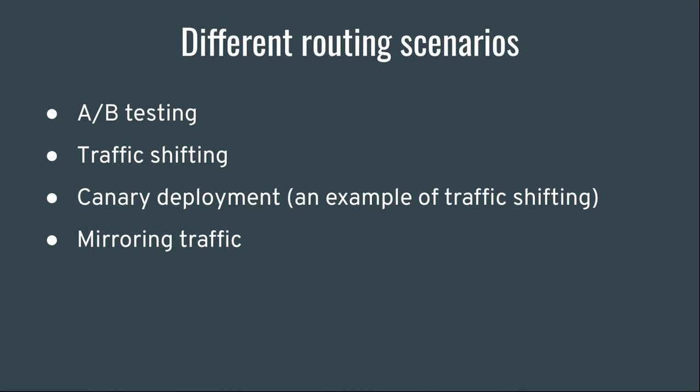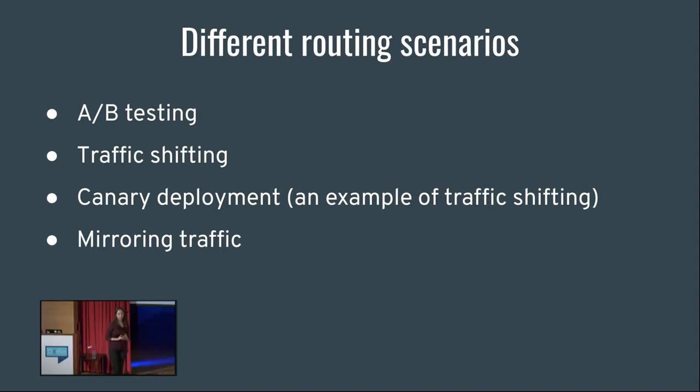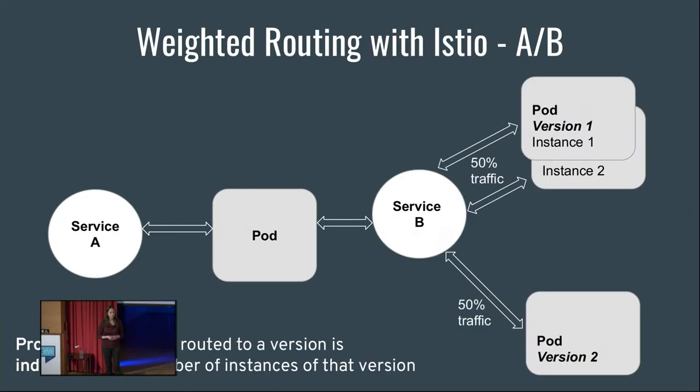So A/B testing is quite a common technique where we're sending 50% of traffic to one version of a service and the other 50% of traffic to the second version of the service, and then we can compare. Canary deployment is another case of testing a newer version of our microservice, and it's also an example of traffic shifting, and I will go into this in a minute. And mirroring traffic is a very nice way of testing also a newer version of a service.